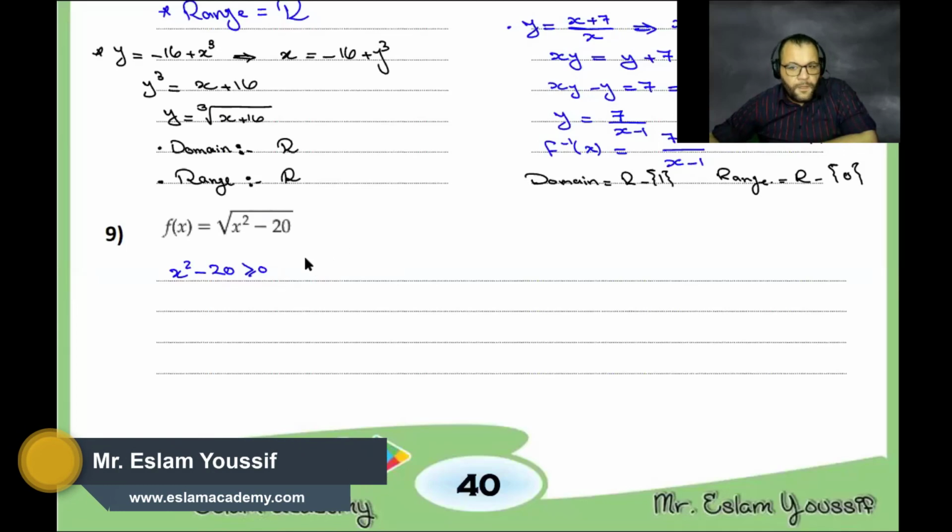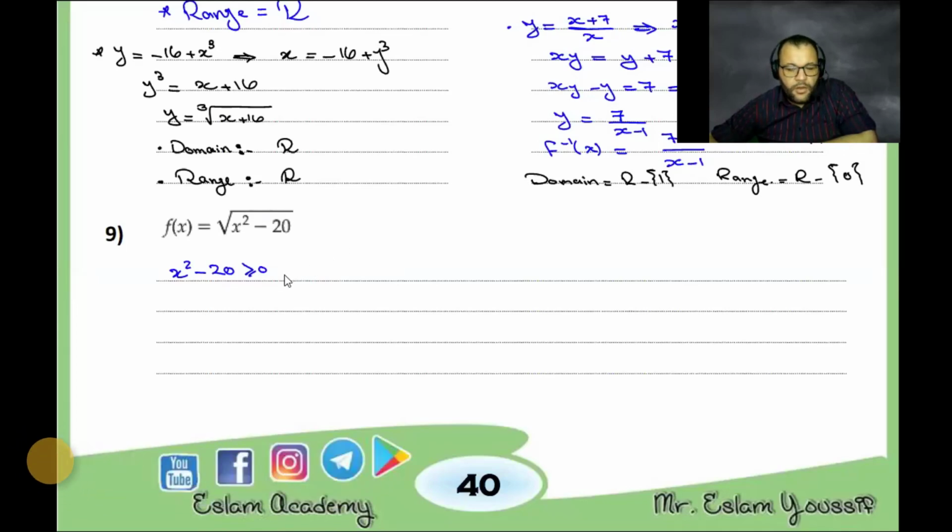The domain cannot be between minus root 20 and positive root 20, except that all the values can be accepted. How can we graph this one? What is the meaning of this graph? x power 2 minus 20. I need the graph for this function: y equals x power 2 minus 20.